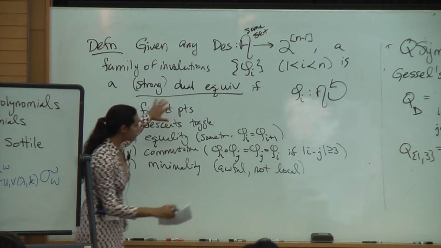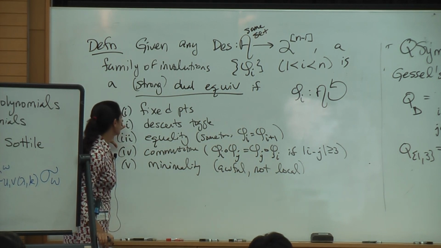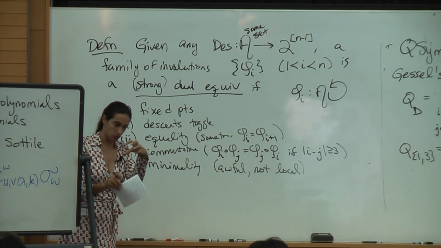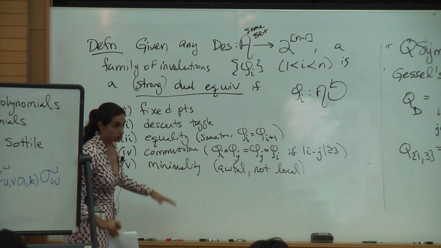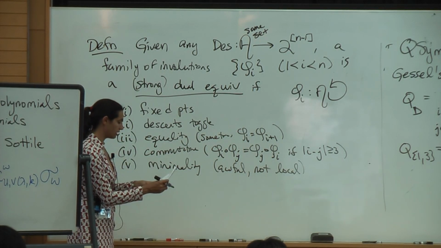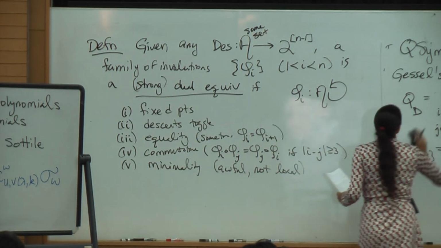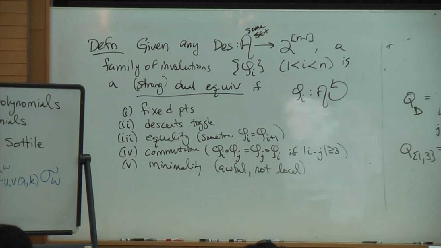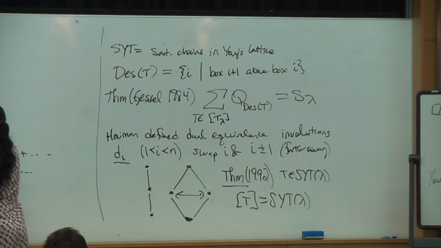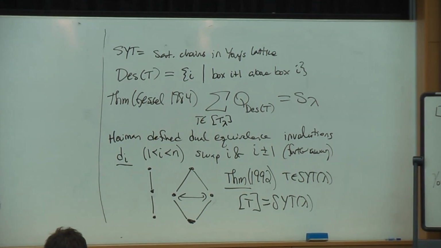So there are some axioms. These first four axioms are really local, local in the sense that you can check them locally. This last one's not. You sort of have to check it on the entire set of things you're looking at. It's really hard to check. It's definitely a pain. But there's a payoff if you check it. So the payoff is that this definition of dual equivalence in general captures the spirit of what Haiman did on tableaux in the following sense.